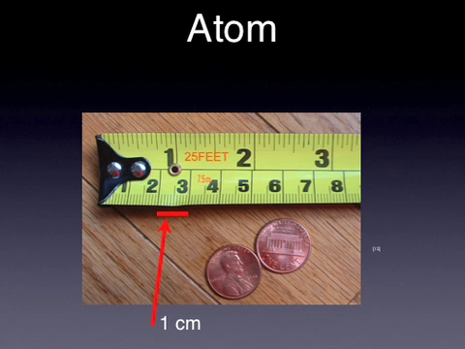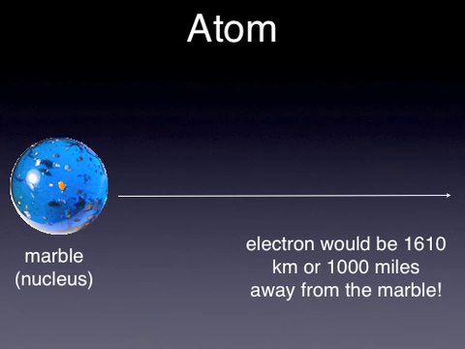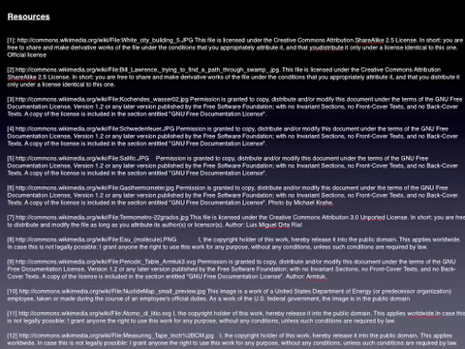An analogy may help you to visualize the relative sizes of the atomic particles and the spaces between them. The simplest atom is the hydrogen atom, which contains 1 proton, 1 electron, and no neutrons. Let the nucleus of the hydrogen atom be represented by a common marble. The electron's orbit could then be represented by a sphere located 1,610 kilometers or 1,000 miles from the marble.